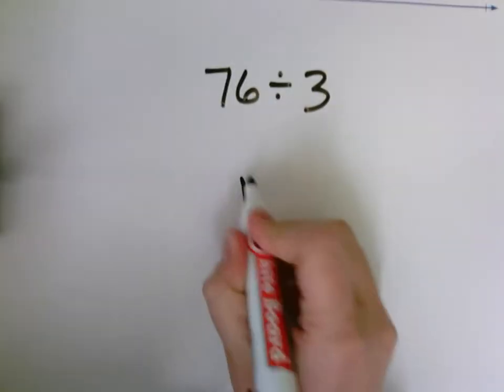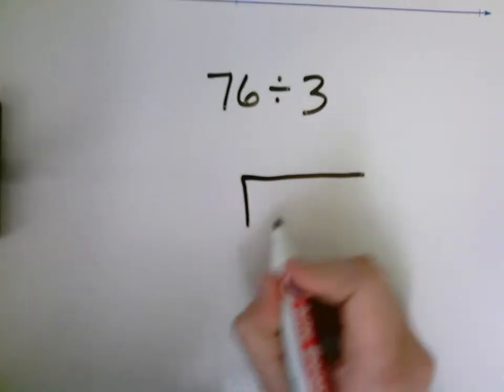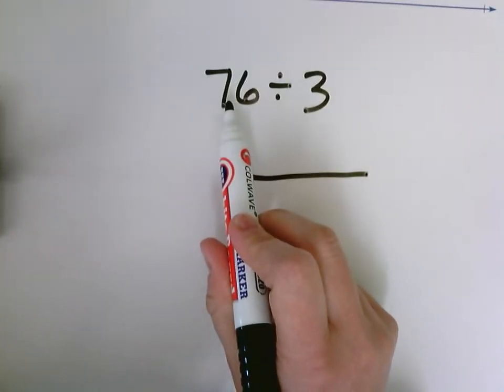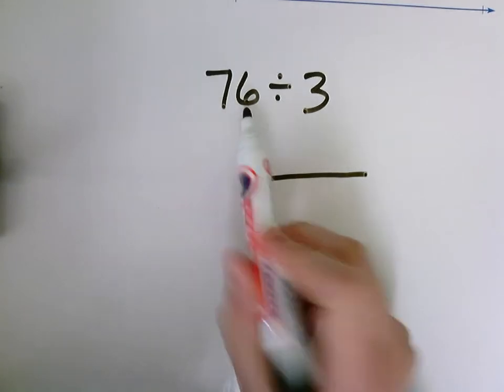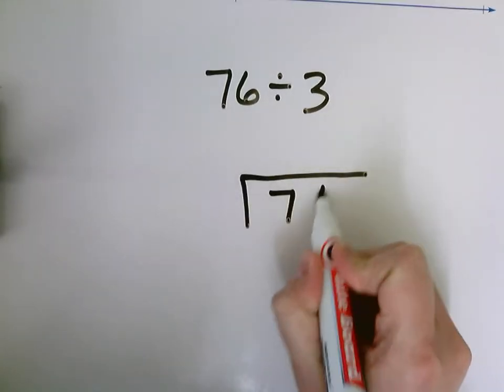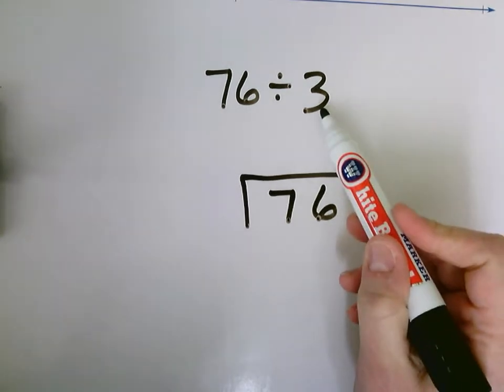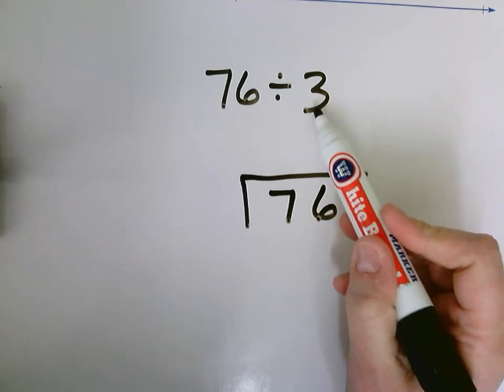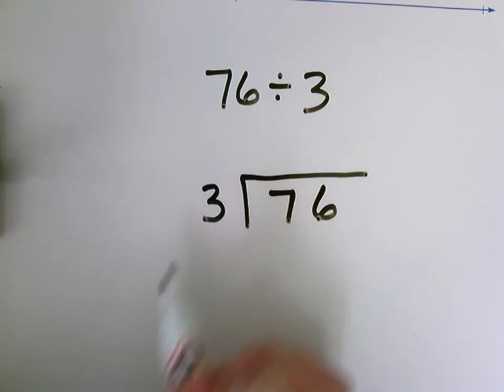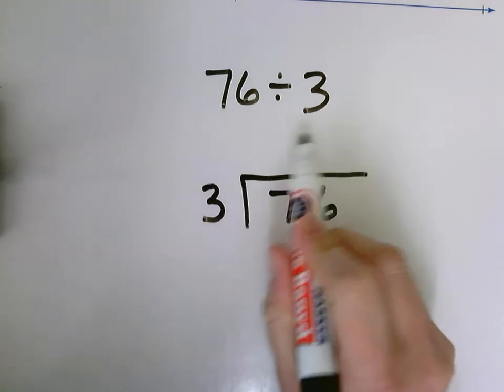This is called a division box or a long division symbol. The number we're dividing, our dividend, is going to go inside the box. The number that we're dividing by is called our divisor, and that's going to come outside, out here. Our quotient, our answer, is going to go on top.